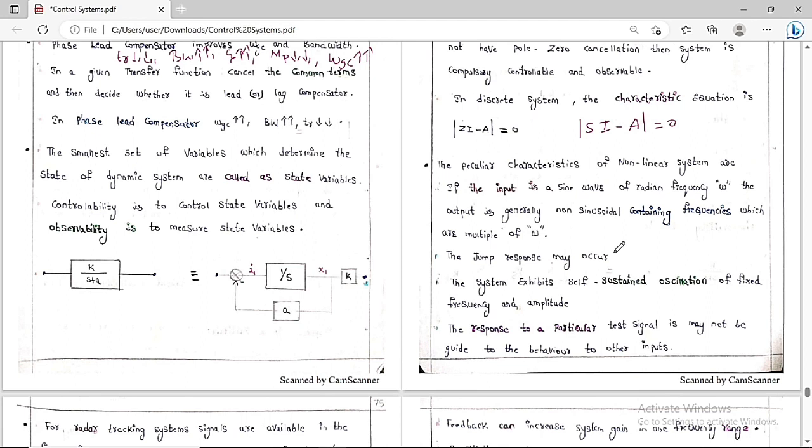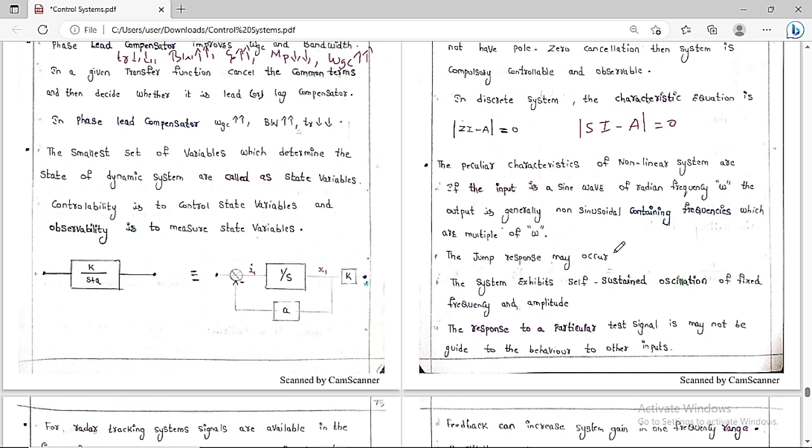So in the case of LTI system, if you apply an impulse, you are going to get h of t. With the help of h of t, for any input we can figure out the output. But in the case of nonlinear systems, we can't tell like that. It is going to vary. Even though you know h of t, for any input you can't figure out the output for nonlinear systems. So these are the important characteristics of nonlinear systems.